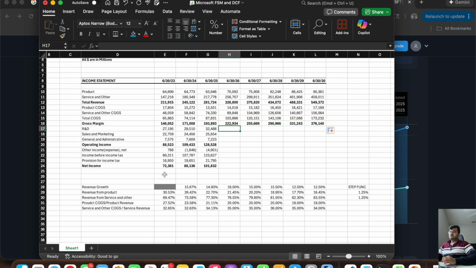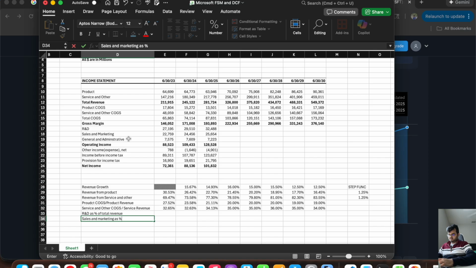Then R&D, research and development. Again, a lot of tech companies are spending a crazy amount on R&D these days. Let's first try to understand historically how much R&D they have spent as a percentage of total revenue, and see what the future numbers can be. As a matter of fact, I'm going to do the same for sales and marketing and general and administrative.